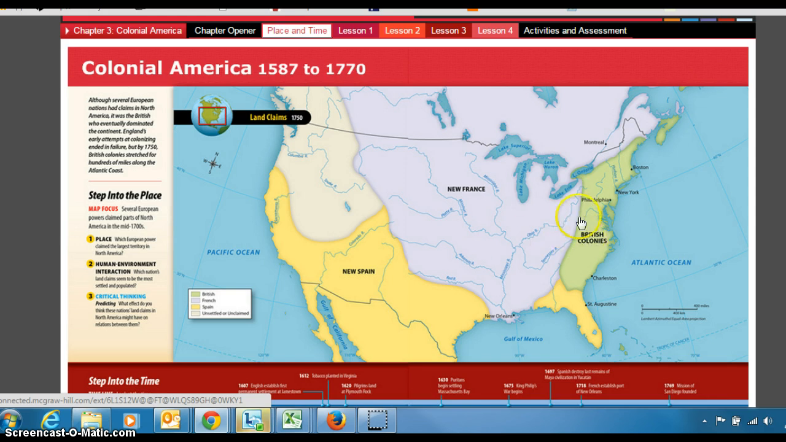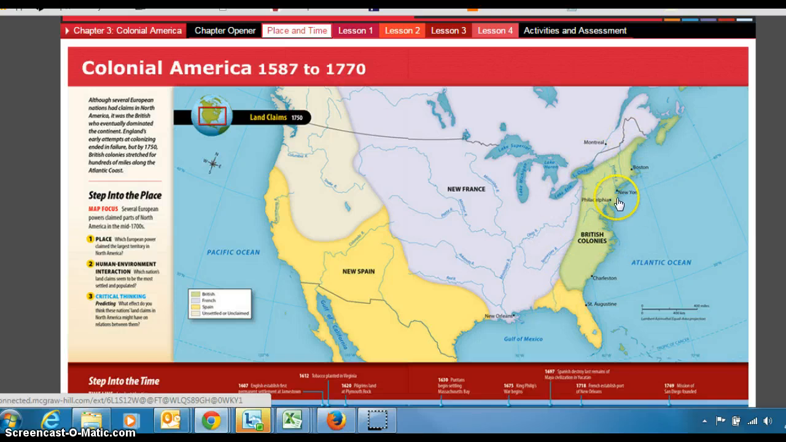So I want you to kind of be thinking about that as we're studying the colonies, and that's going to happen in the future. The French and Indian War is going to lead into the American Revolution, where we're getting our independence from Great Britain. So that's coming up in the future. But in the meantime, what we're going to study are these colonies.